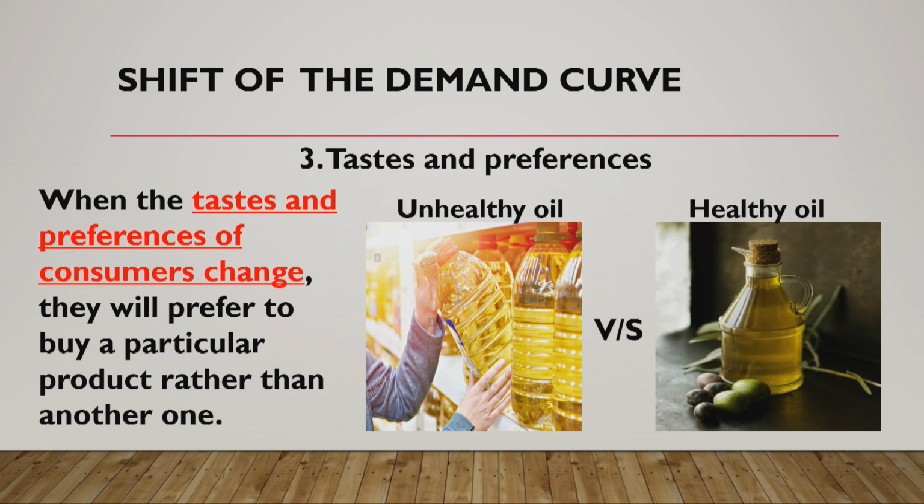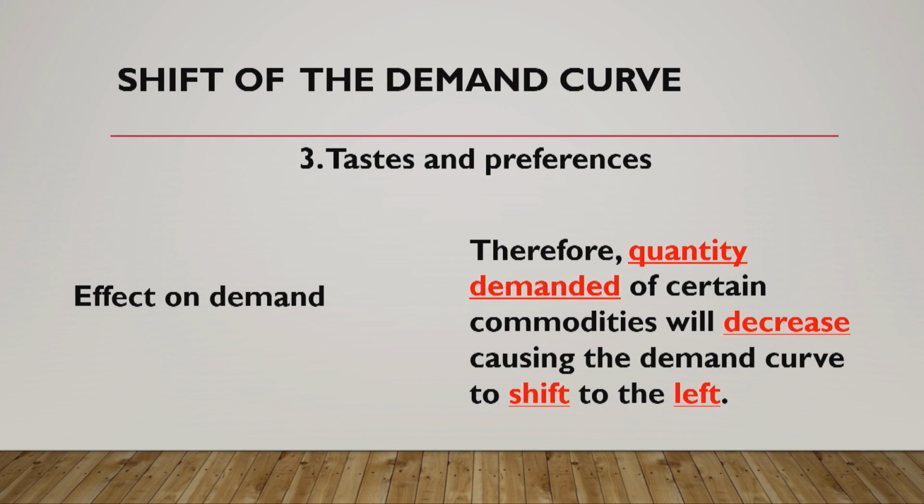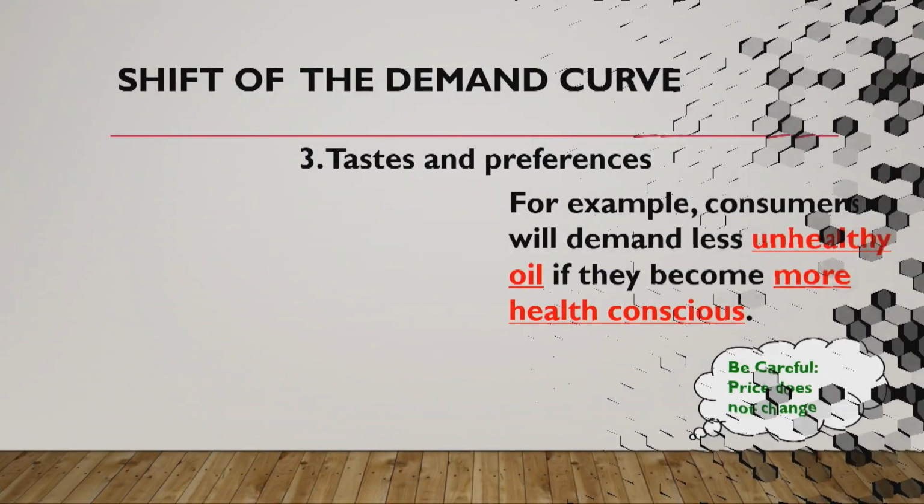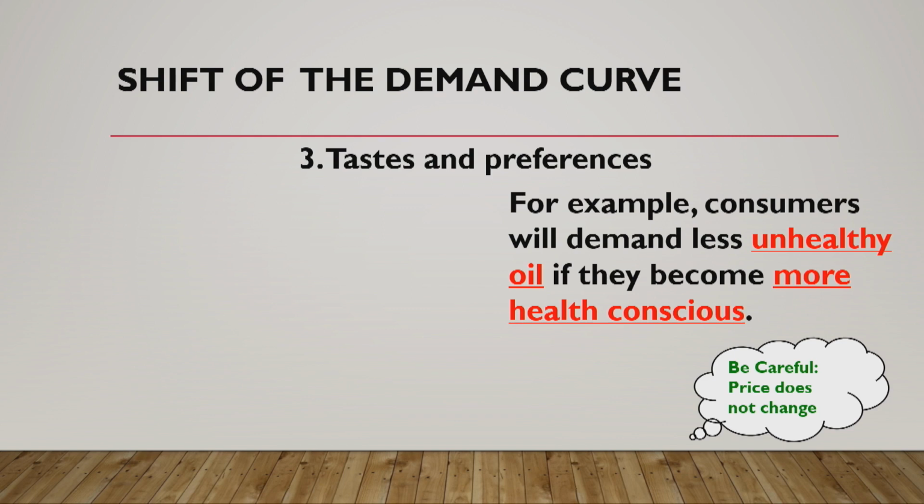Taste and preferences. When the taste and preferences of consumers change, they will prefer to buy a particular product rather than another one. The effect on demand is quantity demanded of certain commodities will decrease, causing the demand curve to shift to the left. For example, consumers will demand less unhealthy oil if they become more health conscious.